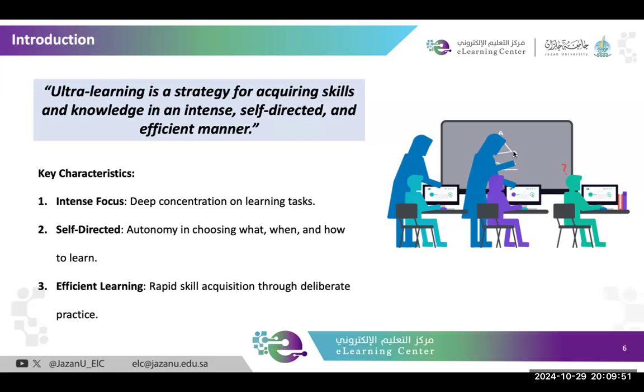Finally, we have efficient learning. This kind of learning emphasizes acquiring skills rapidly, but with precision, through deliberate practice, meaning focused, goal-oriented efforts, so you can achieve mastery faster than with traditional methods. The process is not about speed alone, but about optimizing the time and effort you invest to produce the best possible results. Together, these characteristics make ultra learning a powerful strategy for anyone looking to enhance their learning capabilities in a fast-paced world.